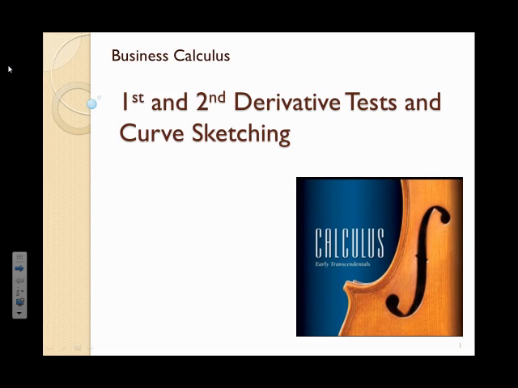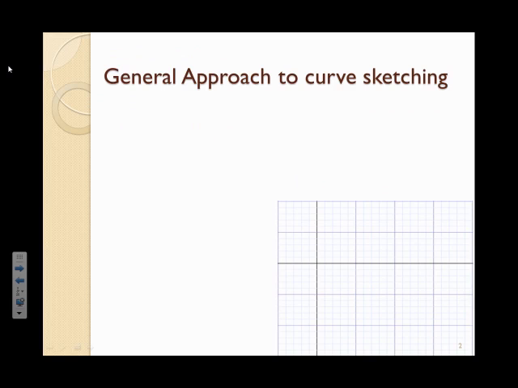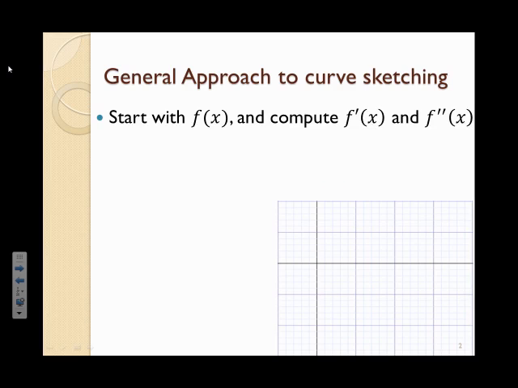Now, when we're doing this, one general approach to sketching curves would be simply to start with f of x. We're given some kind of function, and then find our first and our second derivatives. Once we have those, those are our starting points, and we work from there. Using the first derivative, we can locate where our relative maximum and minimum points are. So we find where the first derivative is equal to 0, and we find our relative extremes. And we can find the y values and then plot these points.